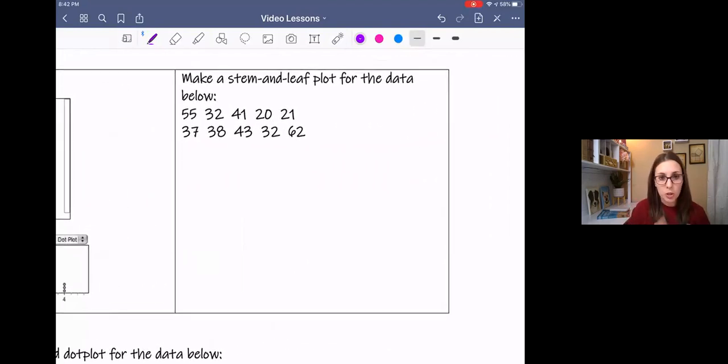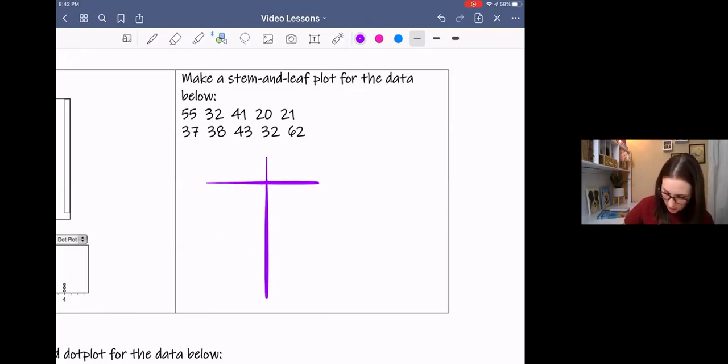Make a stem and leaf plot. Okay, so this one you're going to try. You're going to do it by hand. You're going to make a stem and leaf plot for this data. Oh, you've never made one. I'll show you. A stem and leaf plot is kind of like a little T chart. On this side you have the stem, and on this side you have the leaf.